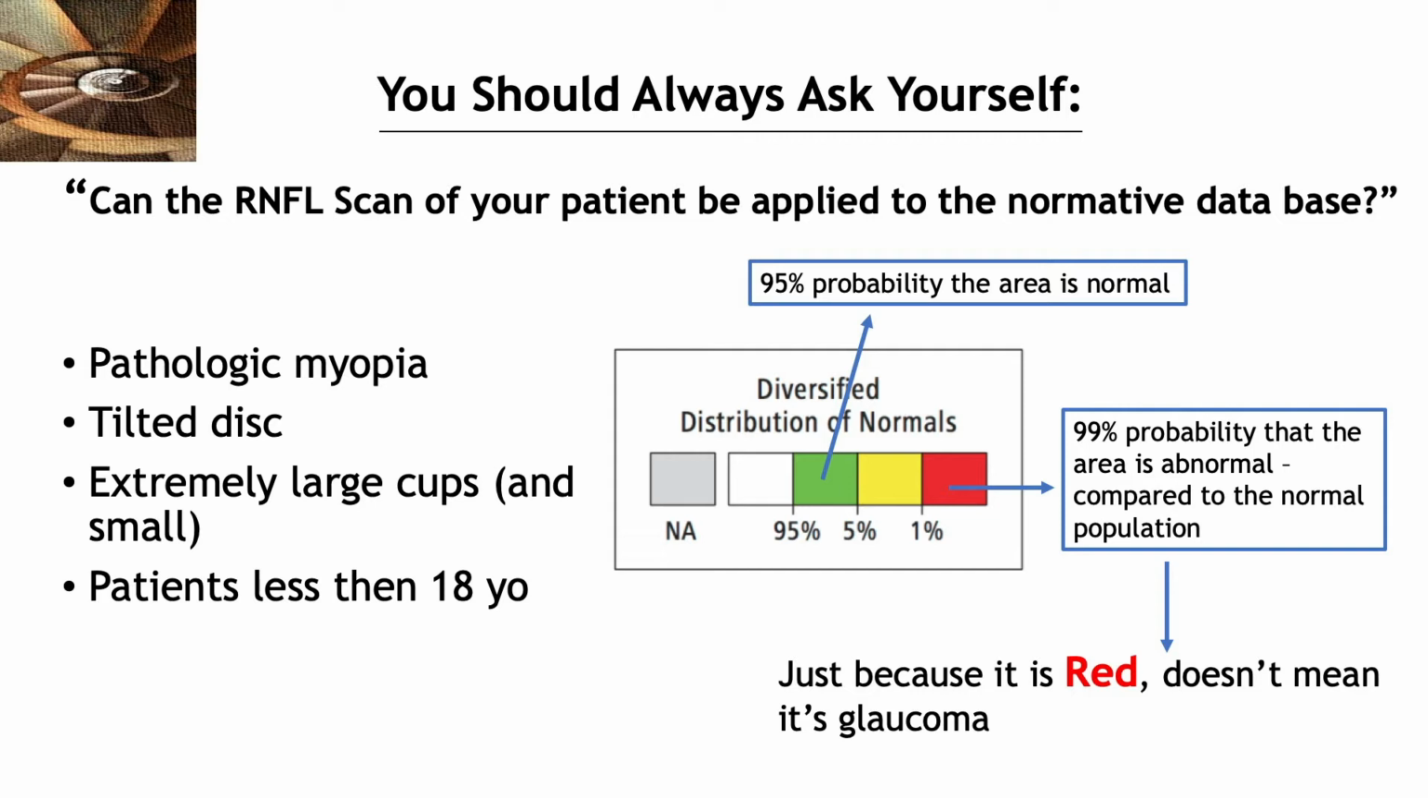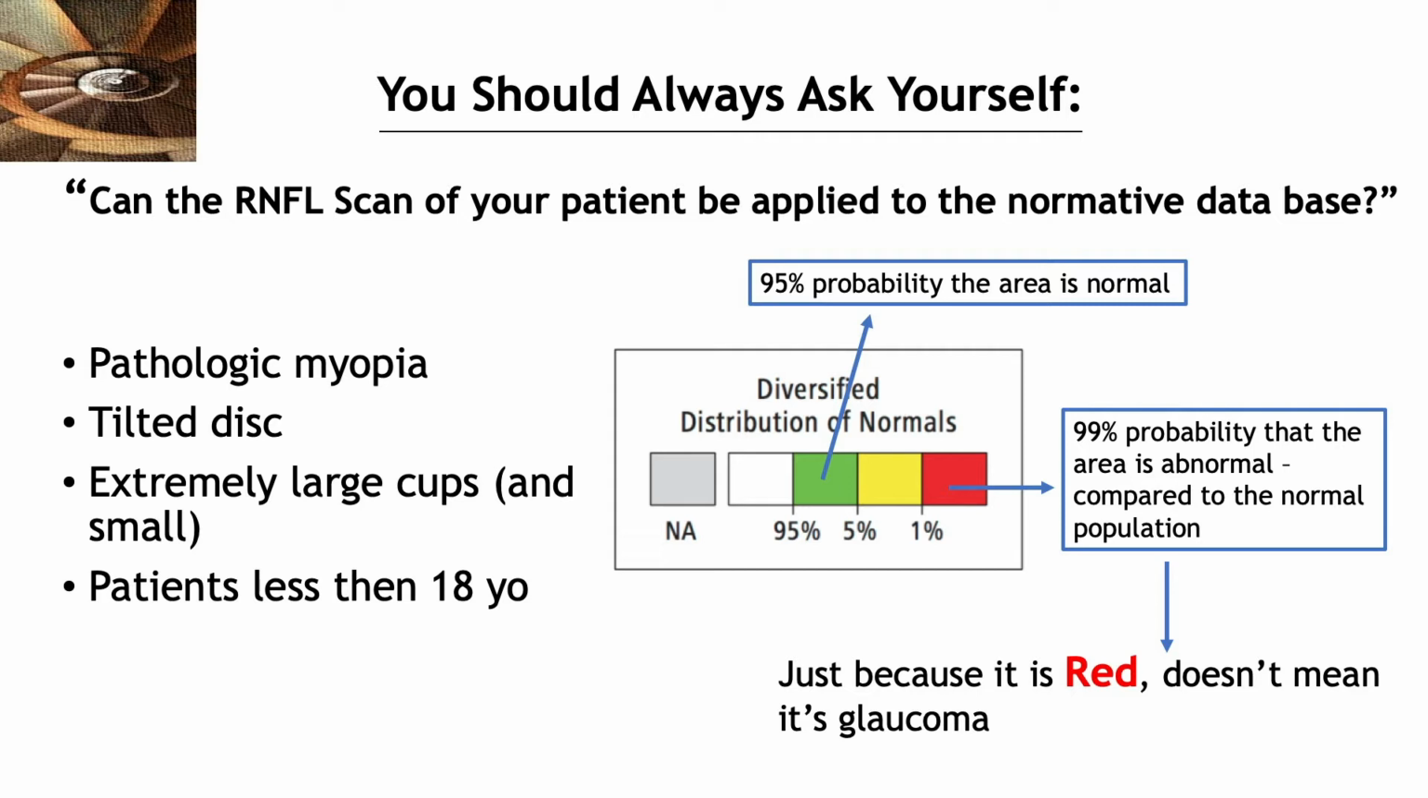So those are really a couple of the questions that I ask myself. And of course, we know when you get a green reading, there's a 95% probability that the scan you're looking at is normal. When you get the red, we know that it's a 99% probability that the scan is abnormal. Again, compared to that normal population.